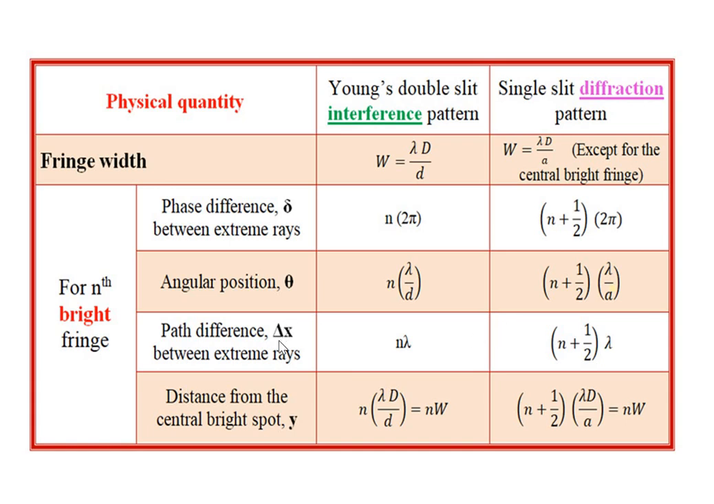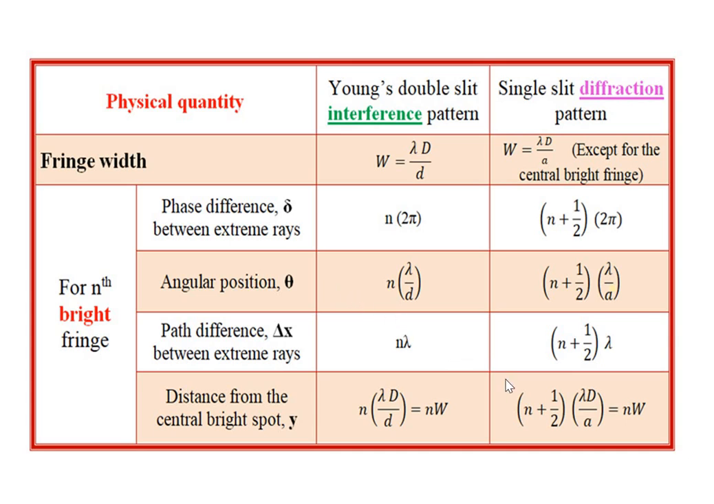In terms of path difference delta x, the formula in Young's double slit is n times lambda. In single slit, it is n plus 1/2 times lambda. And the last quantity for the nth bright fringe is the distance from the central bright spot, y. In Young's double slit, the formula is n times lambda capital D divided by small d, that is nothing but n times capital W. In single slit, it is n plus 1/2 times lambda capital D divided by small a, that is simply n times capital W. So here we discussed the nth bright fringe.